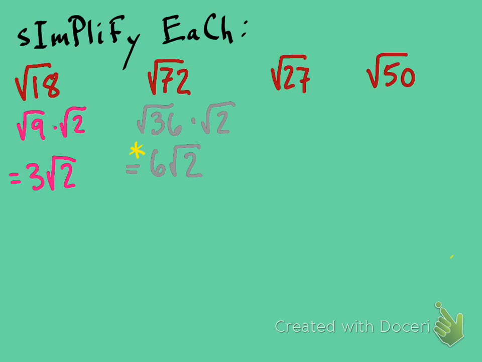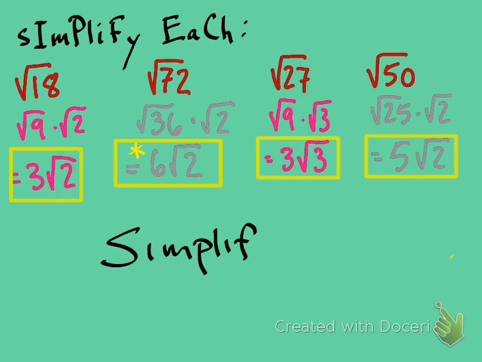But the square root of 27, that's 9 times 3, so that gives you 3 times the square root of 3. That's good. And the square root of 50 is 25 times 2. 25 is a perfect square, so the square root of that is 5, so that's 5 times the square root of 2. All right, so there's our simplified versions of all of those radicals.